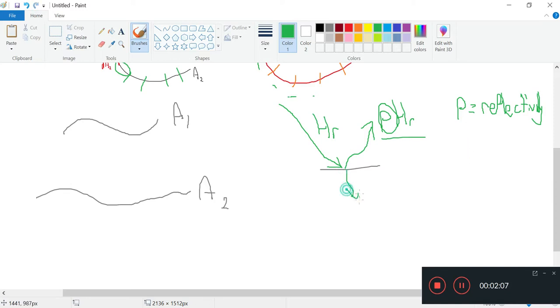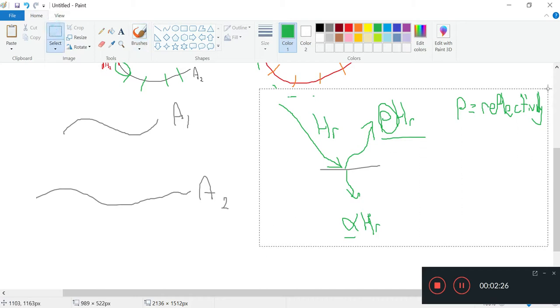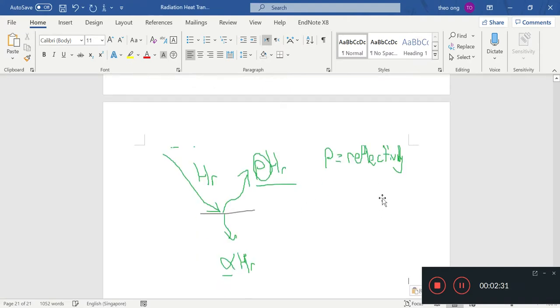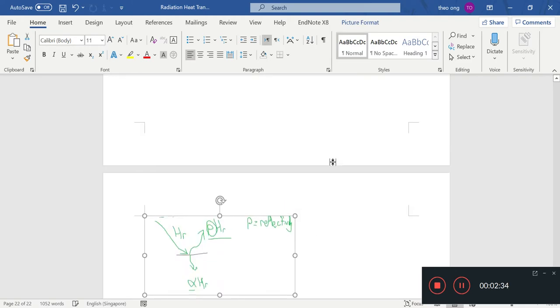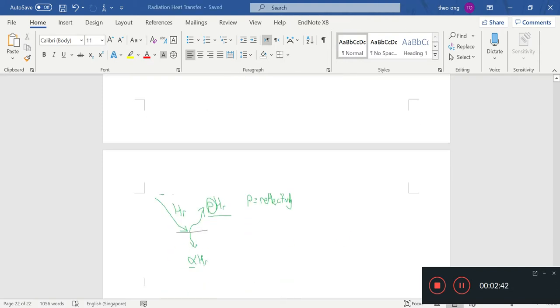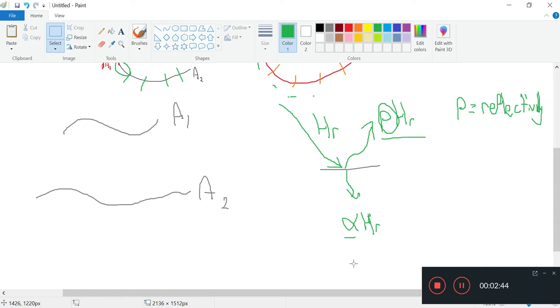So how much is absorbed into the system? We assume it's opaque, so there's no transmissivity. How much is absorbed is equal to alpha HR. For a black surface, absorptivity is 1 and reflectivity is 0. So this is a recap on gray surface: there is reflectivity and absorptivity.